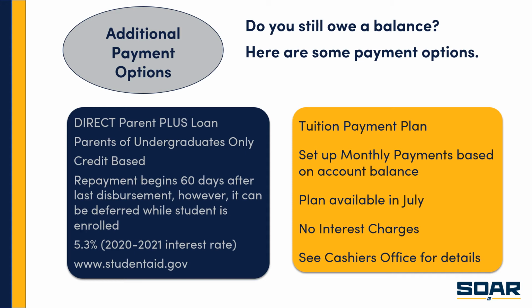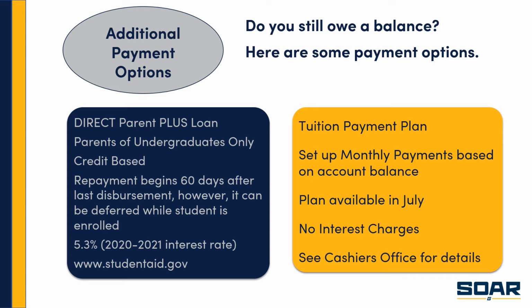Now, in the other block, the Parent PLUS loan is an option for parents of undergraduate dependent students. And those are students who are required to provide parent information on the FAFSA. This is a credit-based loan in the parent's name for the benefit of the student. It pays onto the student's bill to help cover the balance. Parents may borrow up to the cost of attendance.